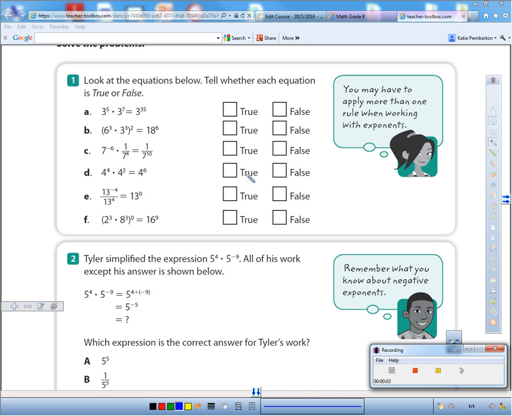Class, this is help with pages 9 and 10 of your practice book, so just some homework help. Okay, let's get started. On number 1, we're deciding if each of these is true or false.